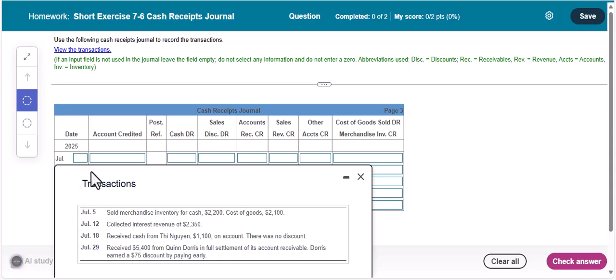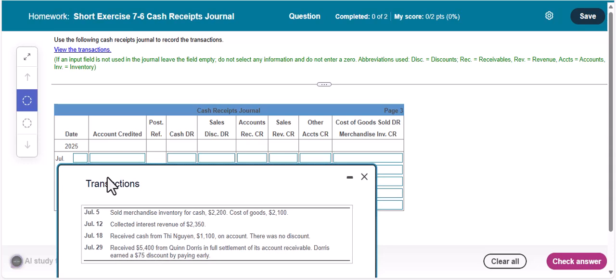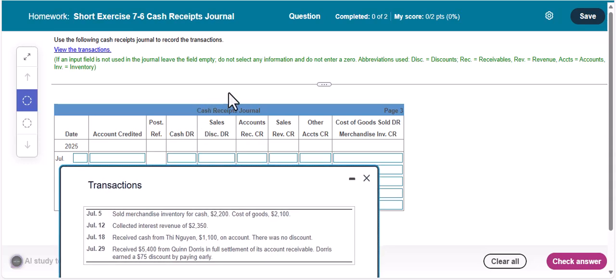And again, I like to use this table to block off each row as we go. On July 5th, we sold merchandise inventory for cash of $2,200. The cost of those goods was $2,100. So let's start by entering the date. So we have July 5th. And then notice cash is being debited, and that makes sense because a debit to cash means it is going up, which makes sense for a cash receipts journal.